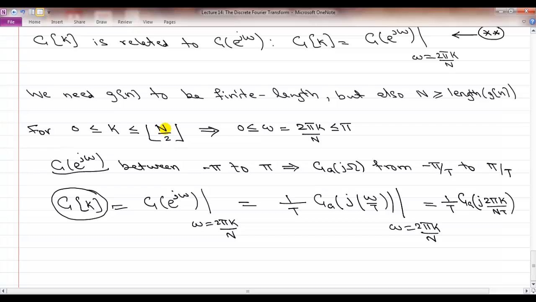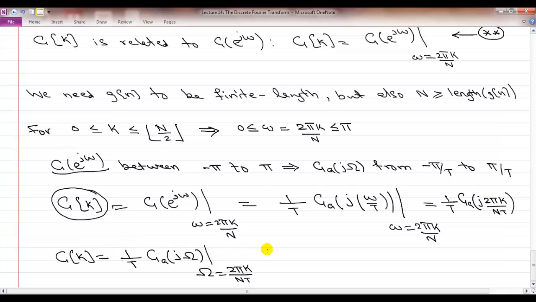Okay? So effectively, the kth sample of my DFT, as long as k is between 0 and the ceiling of N by 2, is nothing but a sample of my continuous Fourier transform. But now the sample location is determined by not only k and N, but also by your sampling period. G[k] is given by 1 over T G_a of j omega, with omega given by 2 pi k over N T.